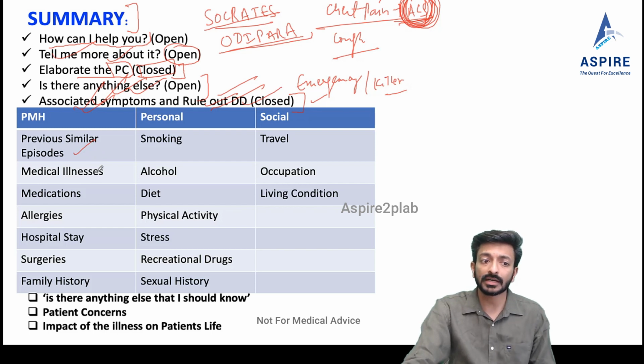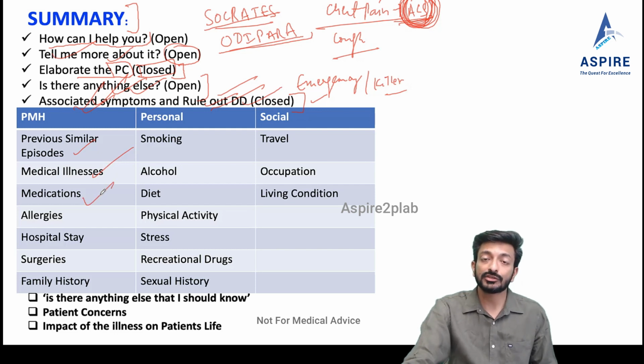Then you have got medical illness. Have you ever been diagnosed with any medical condition? If yes, then you elaborate it in detail. For example, the patient is diabetic. So you elaborate diabetes in detail. When were you diagnosed, what are you taking, is it well controlled? So you need to go into it in detail.